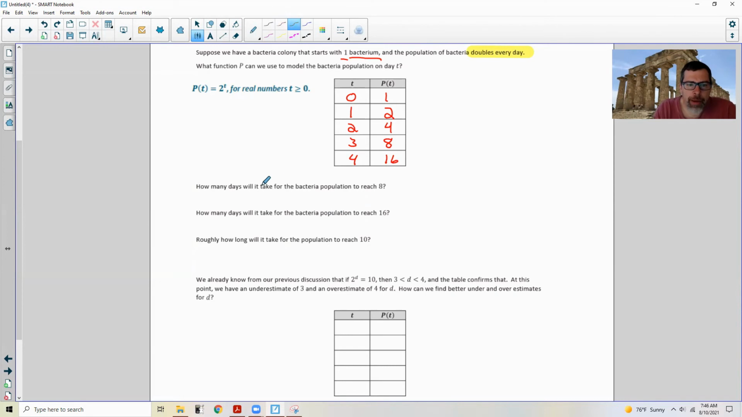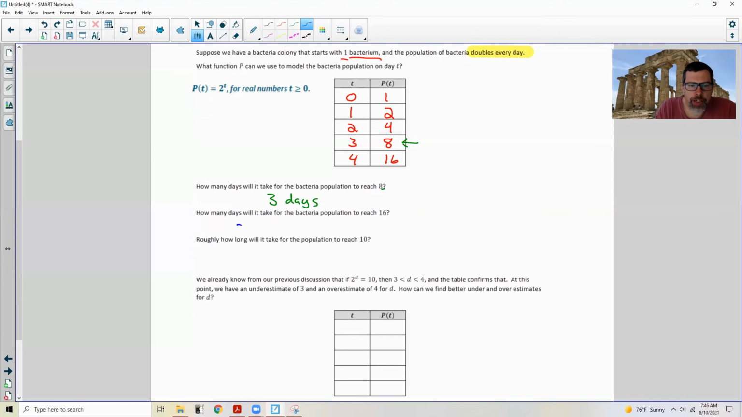Okay, so now it says, how many days will it take for the bacteria population to reach 8? Well, here's our 8. How many days was it? 3. So it is 3 days, because 2 to the third power is 8. How many days will it take for the bacteria population to reach 16?